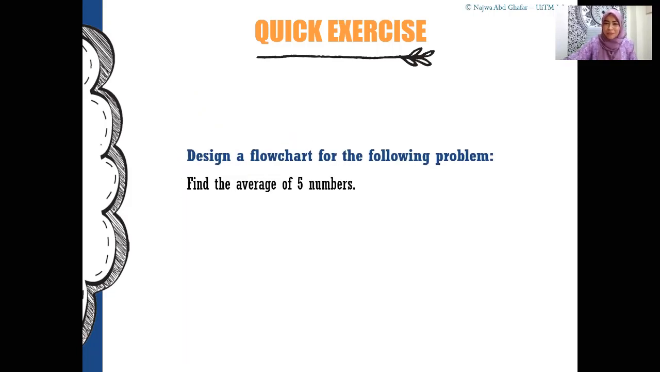Find the average of 5 numbers. So, how do I do this? Start. Lepas tu? Display. Display what? Enter 5 numbers. Okay, mungkin you boleh tulis display: enter your 5 numbers.